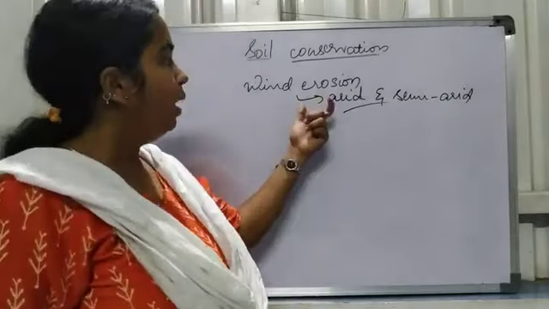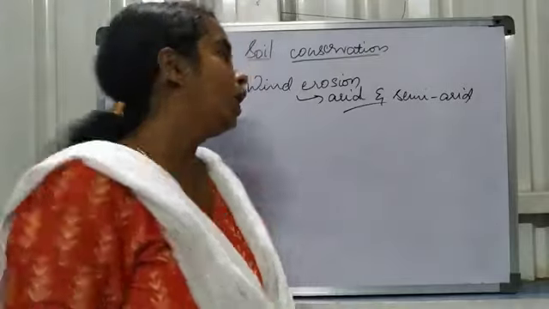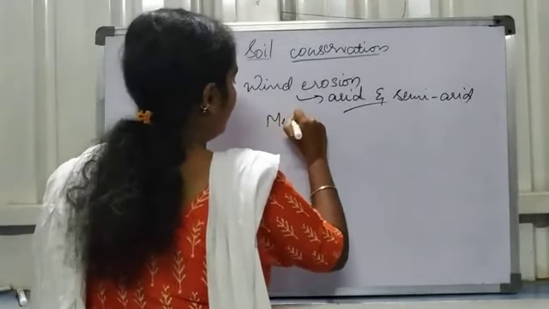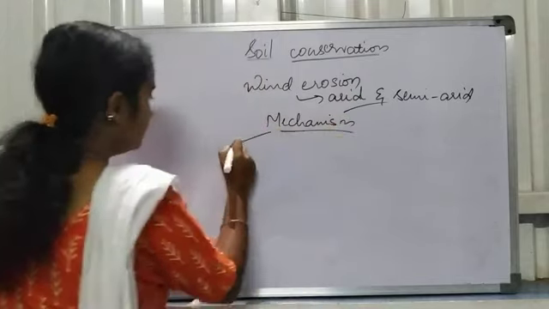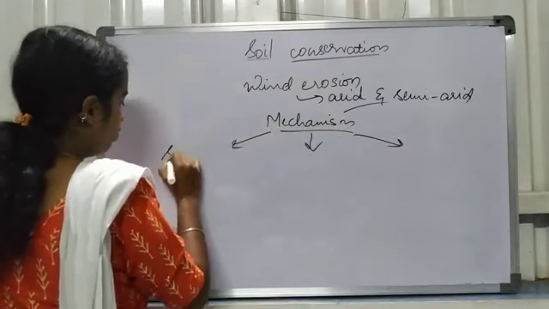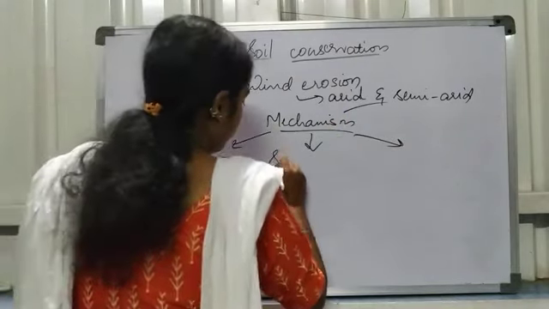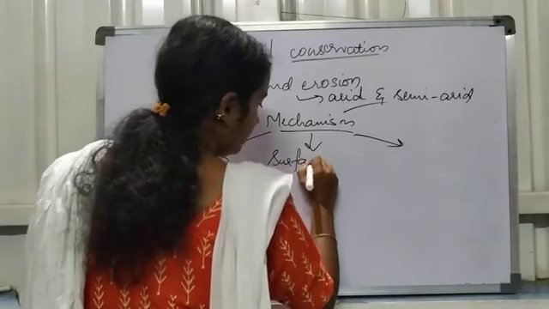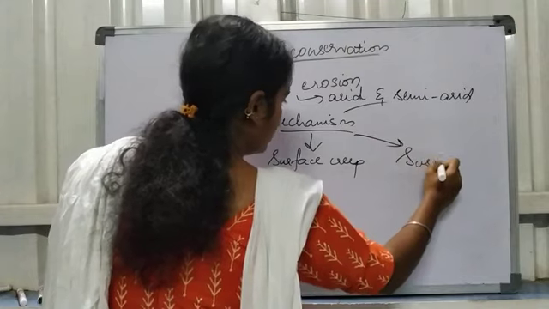Now, for wind erosion to occur, there is a mechanism. So let's discuss the mechanism. There are three processes involved in wind erosion. One is saltation, one is surface creep, and the third one is suspension.